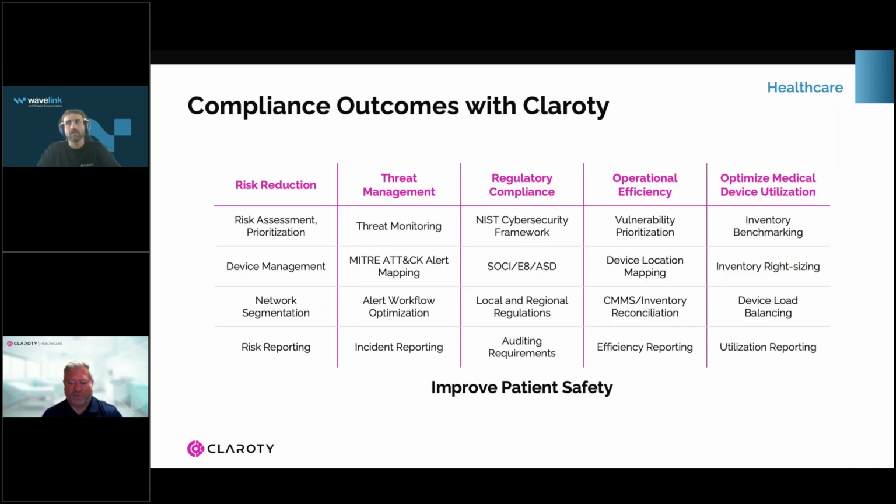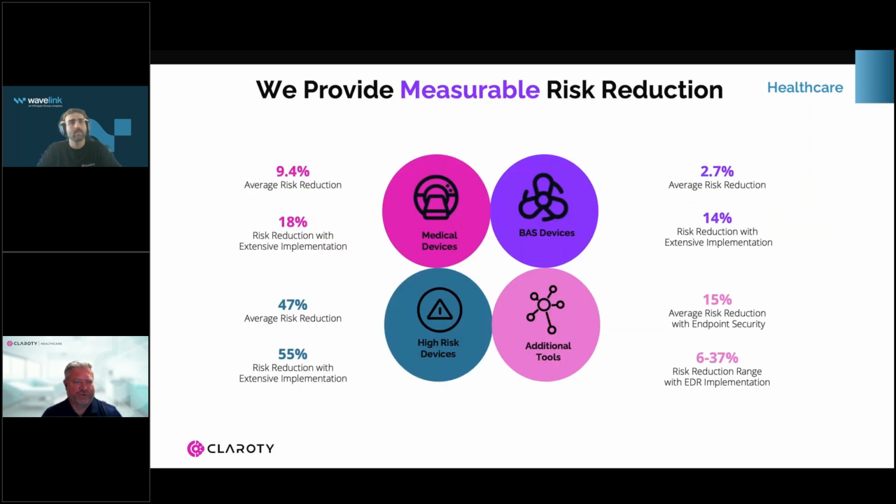So from an outcome standpoint, there's 5 key outcomes that we have from a Claroty standpoint when it comes to healthcare compliance. It's all about risk reduction, threat management, regulatory compliance, operational efficiency, and optimizing medical device utilization in a better way, with the ultimate goal of improving patient safety. And all of these things here are measurable. So you can have, obviously, measurable risk reduction through the tool set, through the reports we give you.